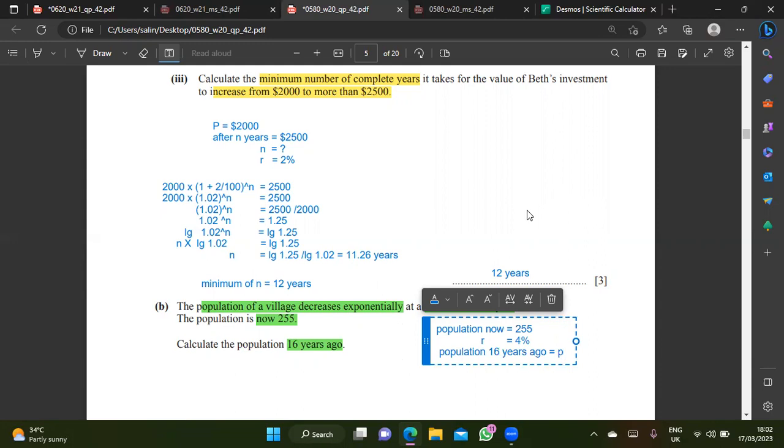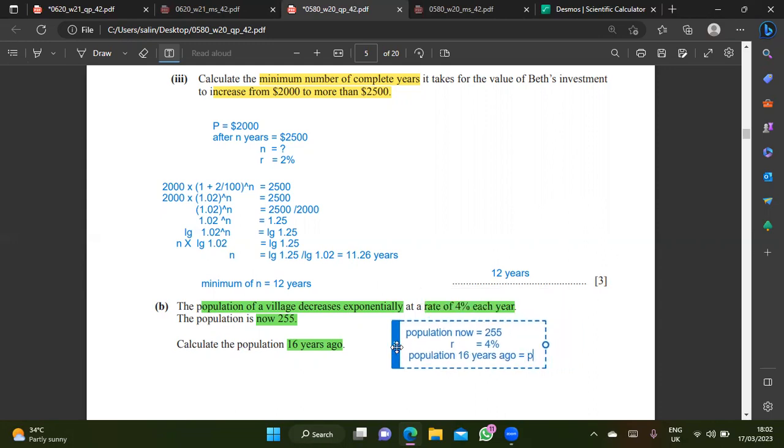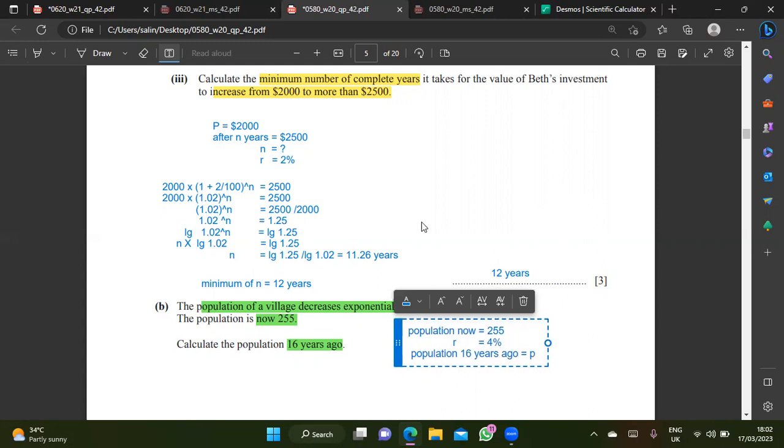Okay. So what do we do? Like I said, the formula is more or less the same as the one that we have for the compound interest, except for a bit of adjustment. So how do we adjust this?